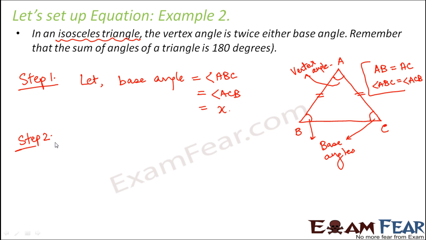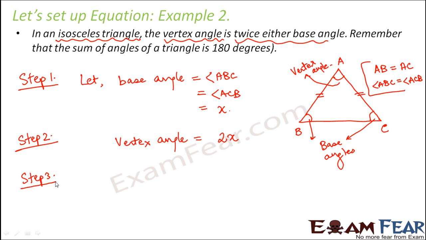In second step, let's make a mathematical expression based on the condition that is given. So the condition is the vertex angle is twice either base angle. So the vertex angle as per this will be equal to twice the value of each base angle. So it will be 2x. Perfect.